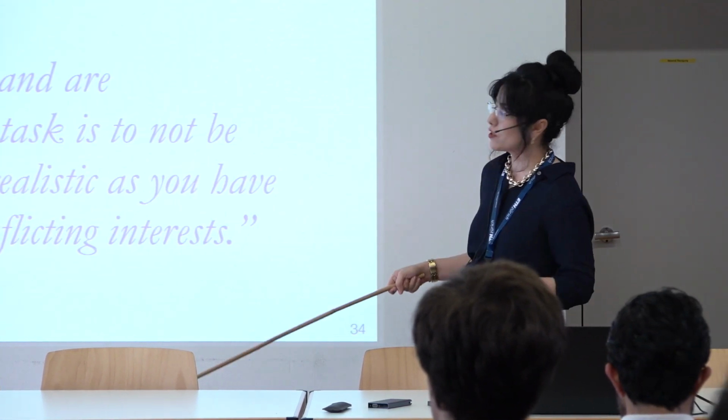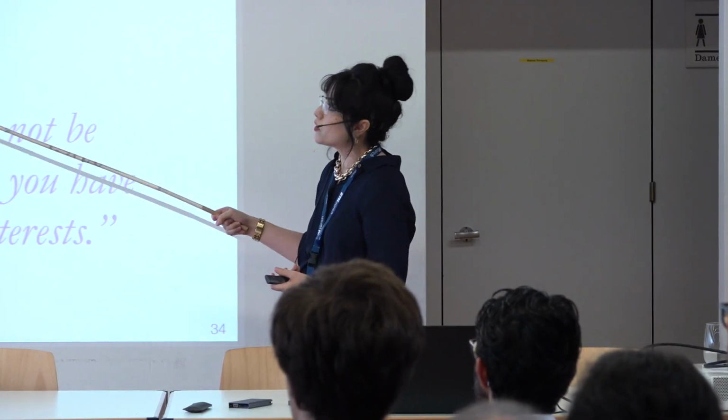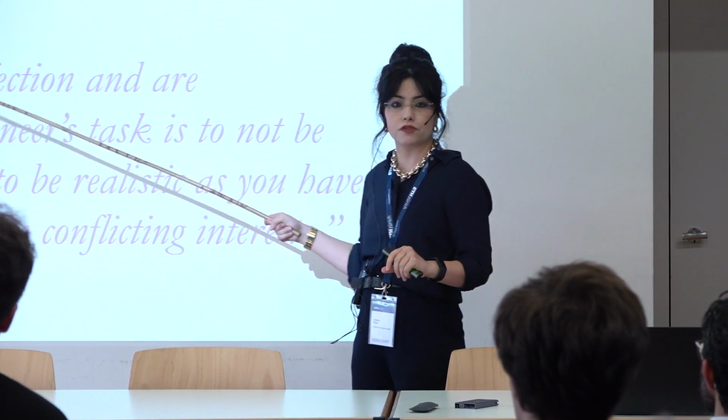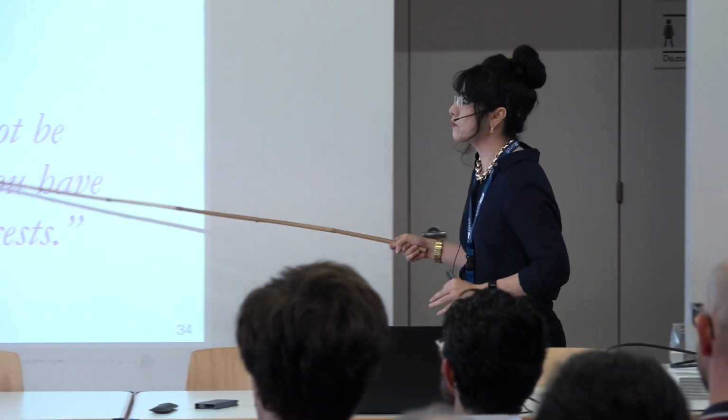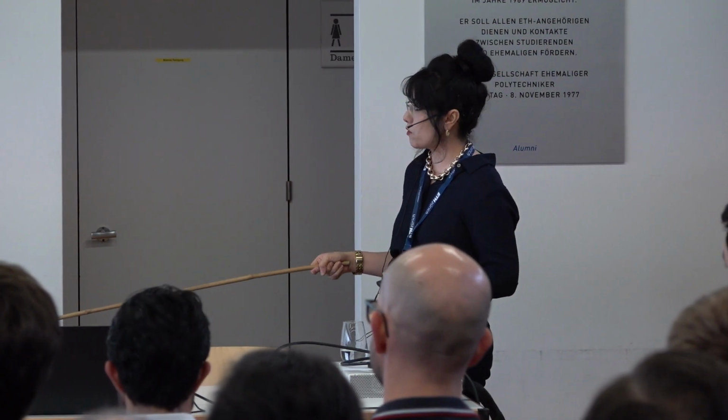So we went with Tony Hoare's advice. Should I read this out? Yes. Scientists seek perfection and are idealists. An engineer's task is not to be idealistic. You need to be realistic as you have to compromise between conflicting interests. And this is exactly what we were trying to do. So we chose speed because we wanted to have a practical tool, but it meant that our arithmetic solver, especially over inequalities, could have some potential false positives in it. But like I said, we see this as an orthogonal problem to under-approximate versus over-approximate reasoning.